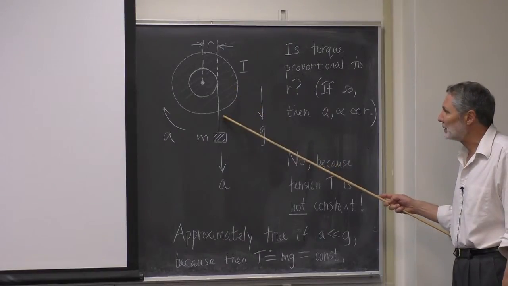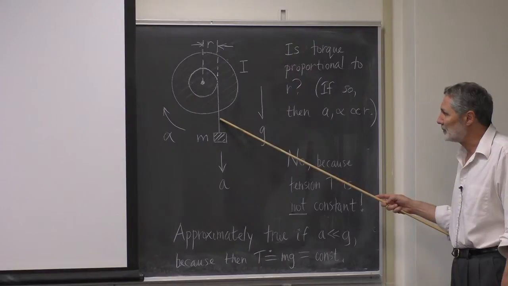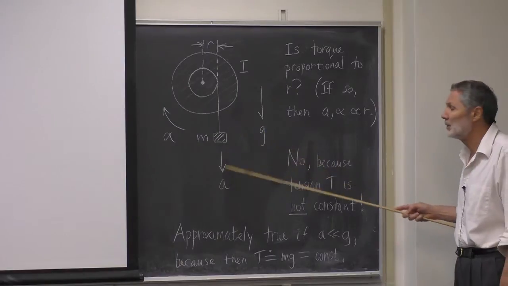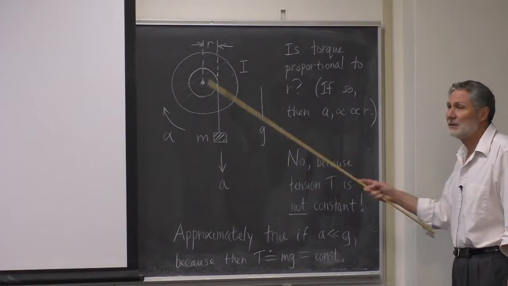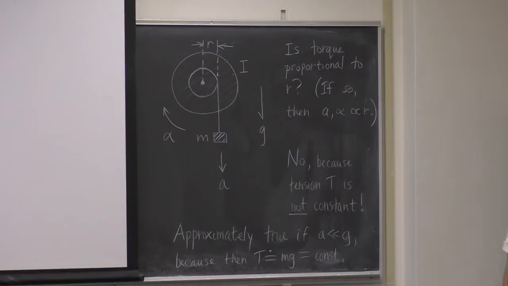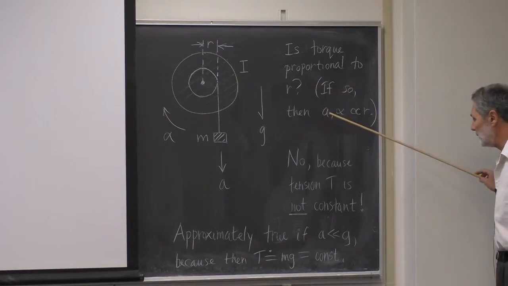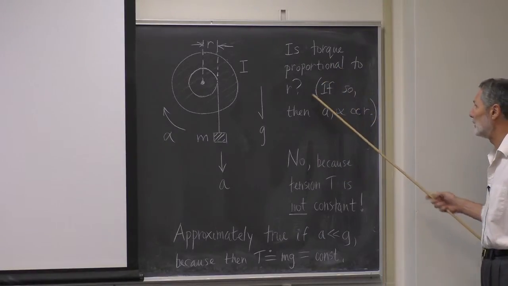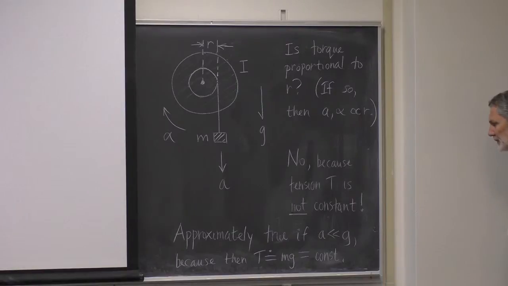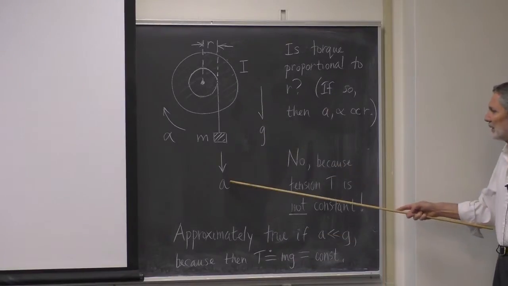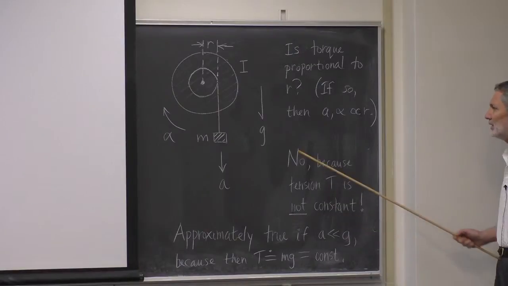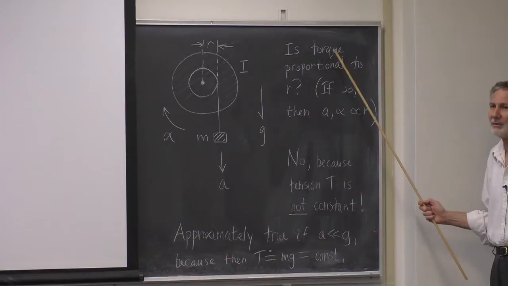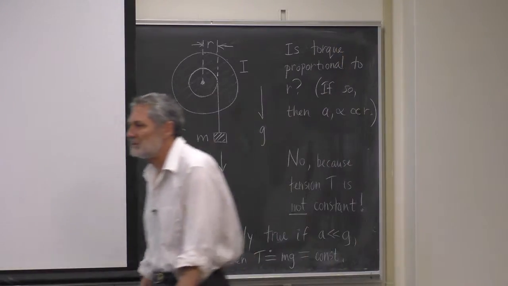The tension here, it's not static. It's not m times g. It depends upon the acceleration. So you have to solve this problem, and we know enough now to solve it, okay? But I just wanted to mention that because the tension is not constant, the torque is not proportional to R. Therefore, alpha and a are not proportional to R. However, if it's accelerating slowly, if a is much less than g, then the tension is approximately mg, and then the torque will be proportional to the radius. So if you're interested in this, come by and see me.